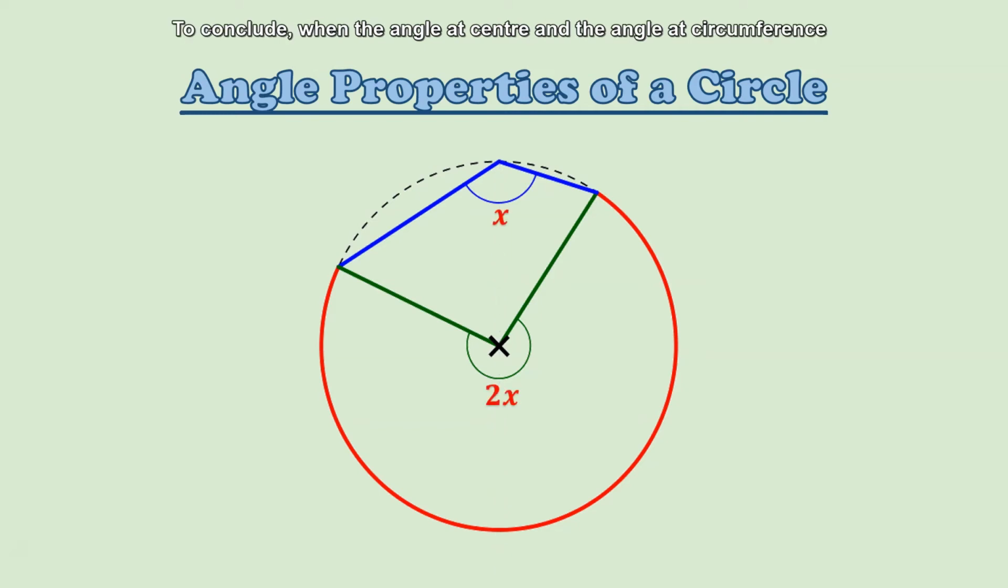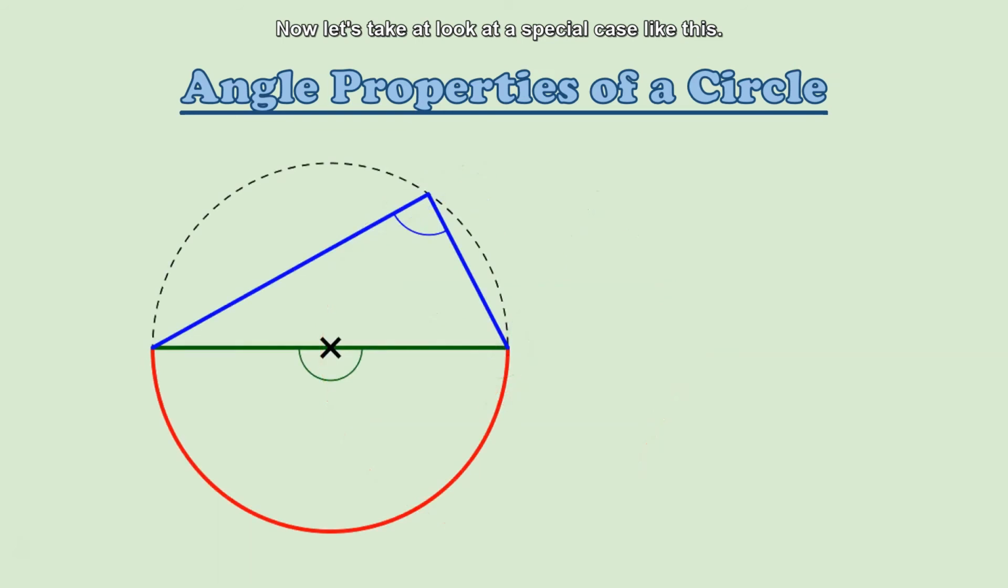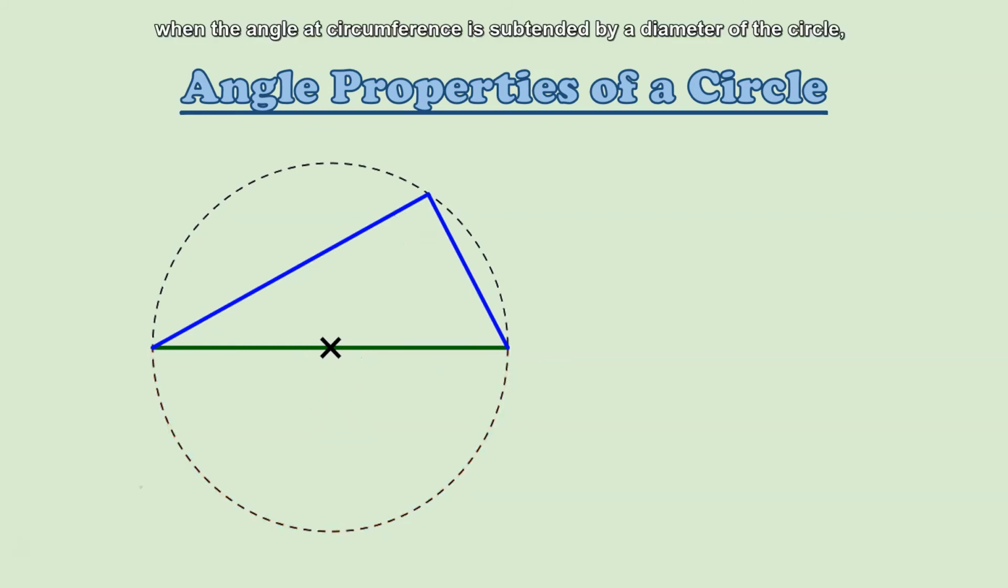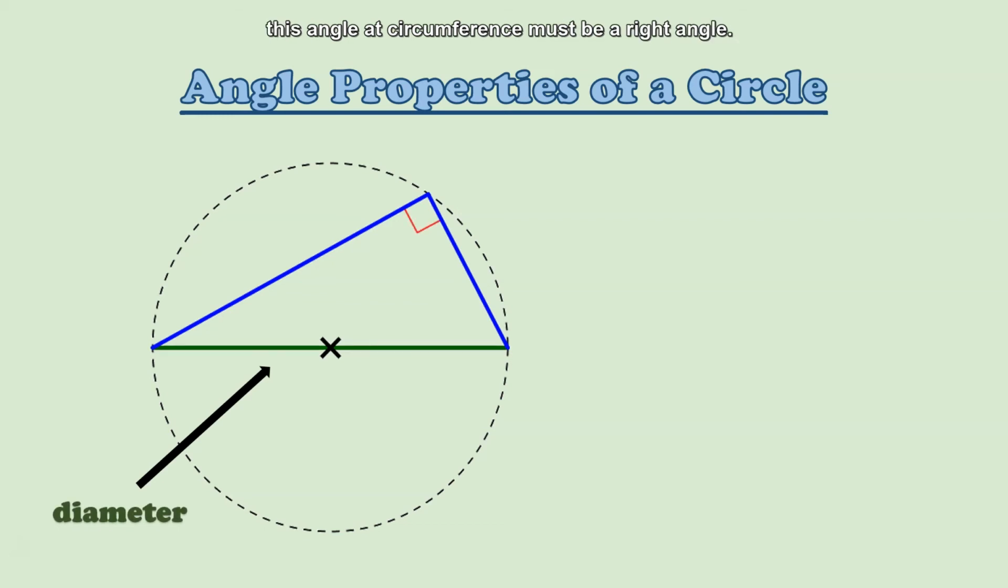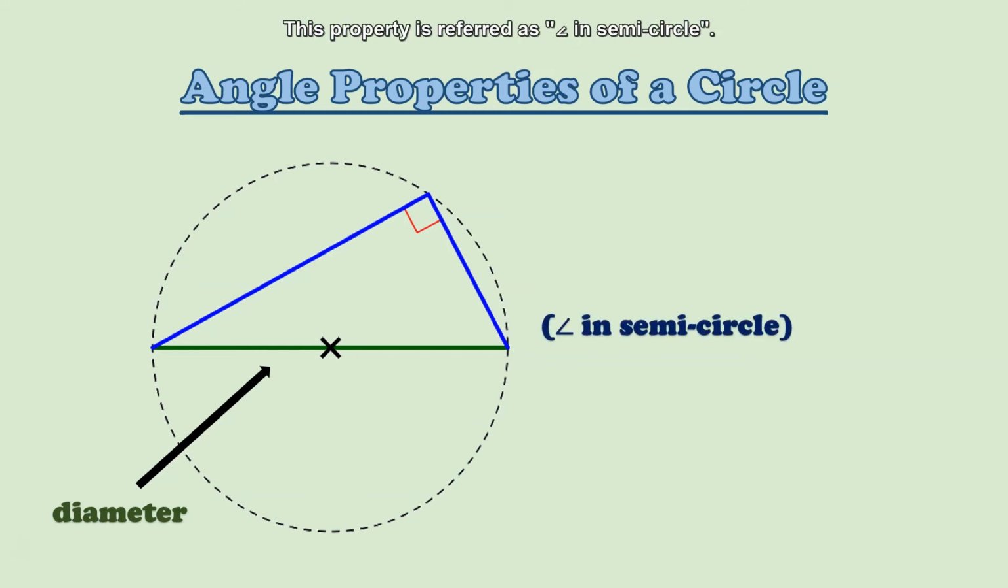To conclude, when the angle at center and the angle at circumference are subtended by a same arc, then the angle at center is always twice the angle at circumference. Now let's take a look at a special case like this. If the angle at center is 180 degrees, obviously the angle at circumference should be half of 180 degrees. That means 90 degrees. In other words, when the angle at circumference is subtended by a diameter of the circle, this angle at circumference must be a right angle. This property is referred as angle in semicircle.